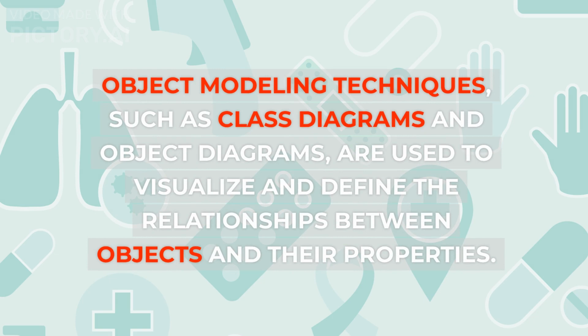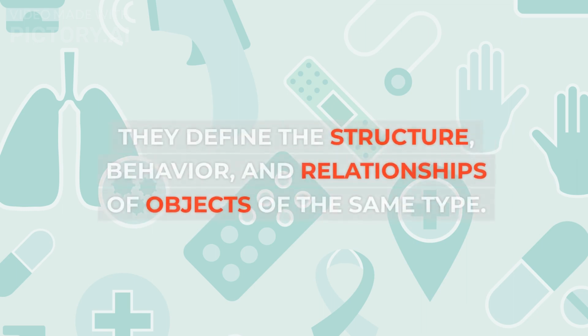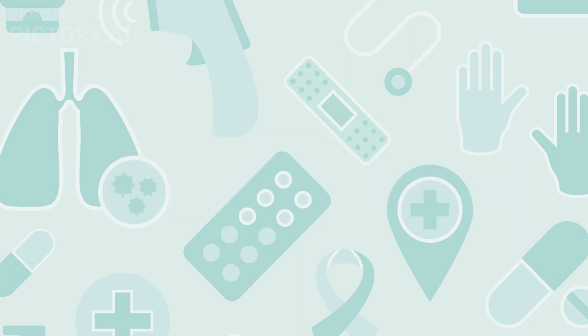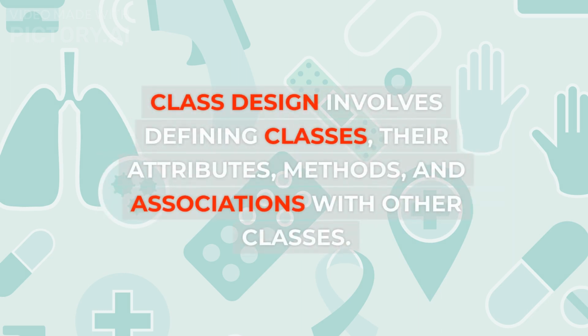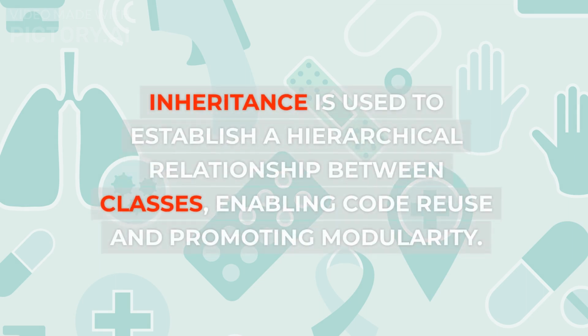2. Class design. In OOD, classes serve as blueprints for creating objects. They define the structure, behavior, and relationships of objects of the same type. Class design involves defining classes, their attributes, methods, and associations with other classes. Inheritance is used to establish a hierarchical relationship between classes, enabling code reuse and promoting modularity.